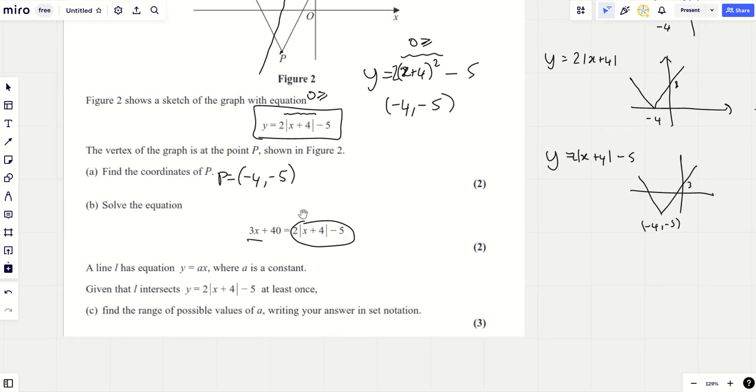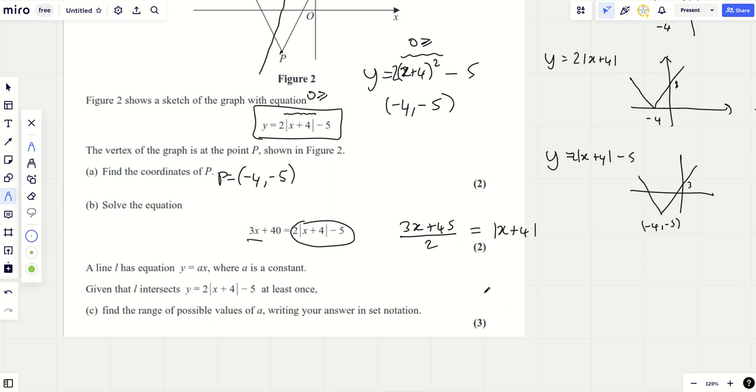You could, of course, add 5 to that side, divide it by 2. Should we do it in another way? I've just seen another way, a more obvious way. How about we add the 5 and divide it by 2, and that equals mod of x plus 4.